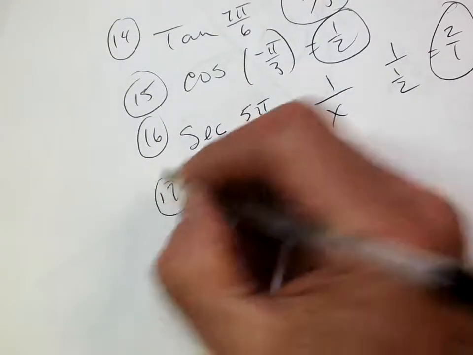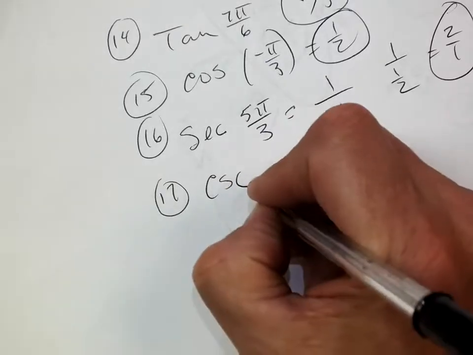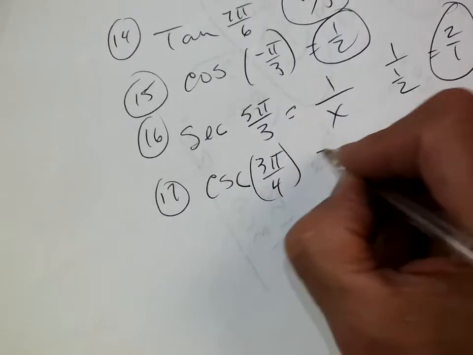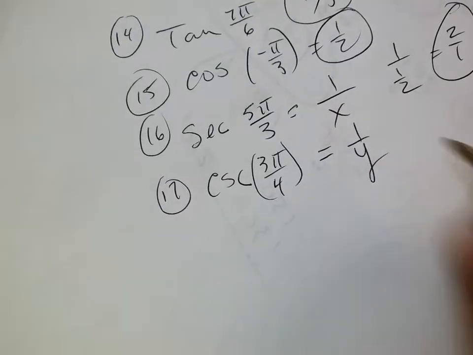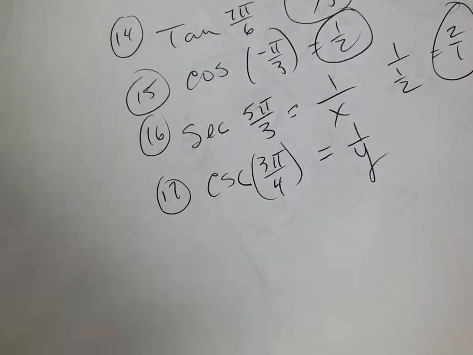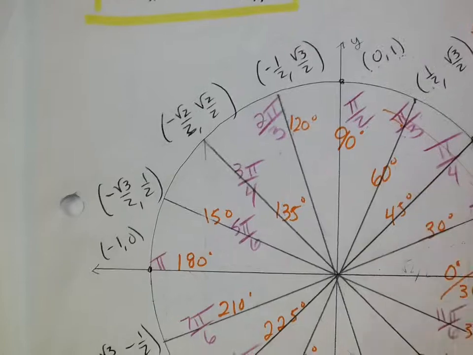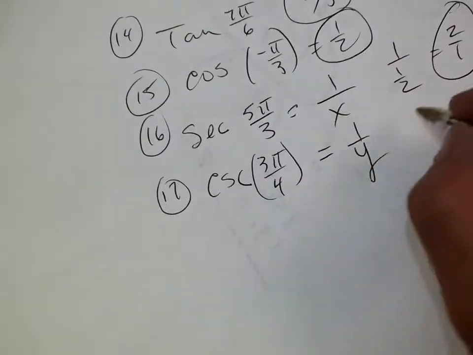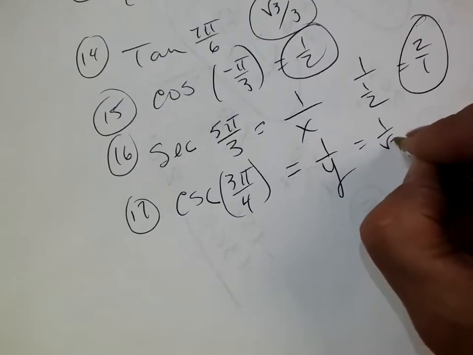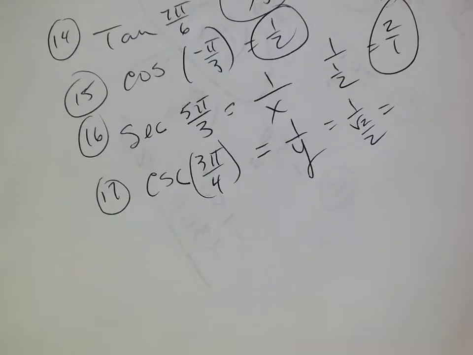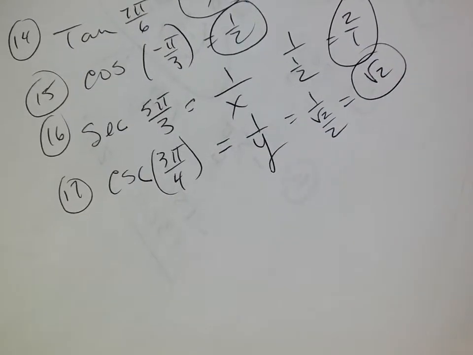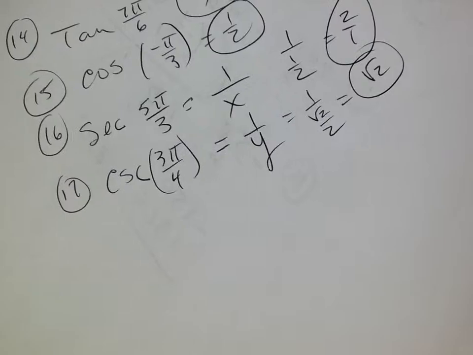17. I have cosecant of 3 pi fourths, which is 1 over the y value, right? So 3 pi fourths is here. The y value is square root of 2 over 2, so I'm going to have 1 over square root of 2 over 2. If you flip it and rationalize it, it is just the square root of 2, okay? Okay, we've done that. I've shown you how that works, right?